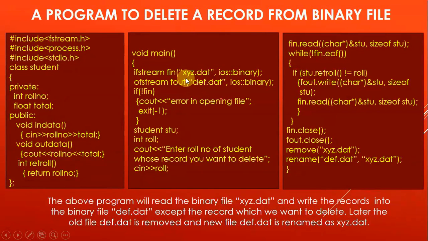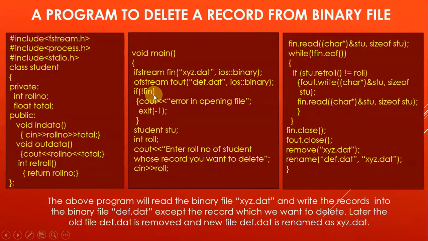Now the strategy is that I will read the records of this file xyz.dat one by one, and I will write all the records onto this new file def.dat except the record which I want to delete. After that, I will close both the files, remove my original file, and rename my new file as my old file. This is the logic which I have used. You can see this is the file xyz.dat I have opened in ifstream mode, and this is the new file def.dat which I have opened in ofstream mode.